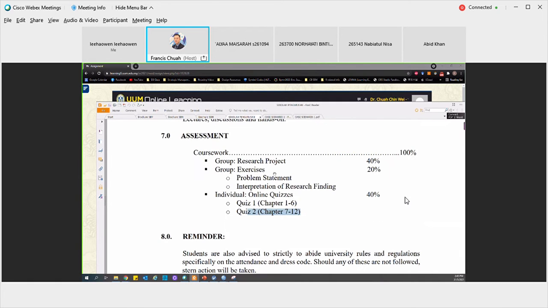On your 2 quizzes, which comprise 40%, and also your group exercises, I will put these questions up maybe this week or next week, because we are still talking about the chapters. I have not taught you everything. But for these 2, I will give you 1 week and 1 week to do them. And for this one, when I've created the submission platform, those who have completed chapter 1 can submit. The problem statement that you submit here is exactly the same as the problem statement in your research project report.